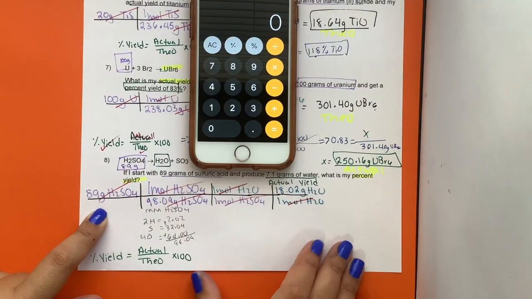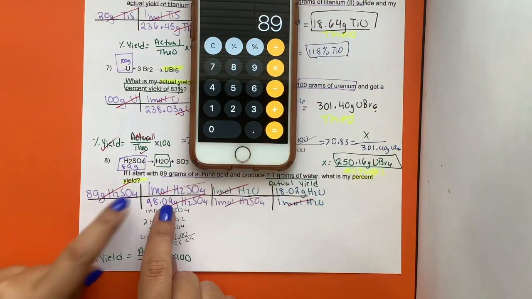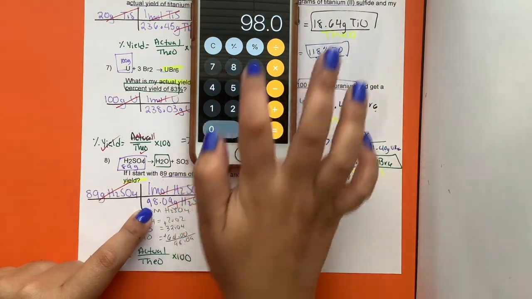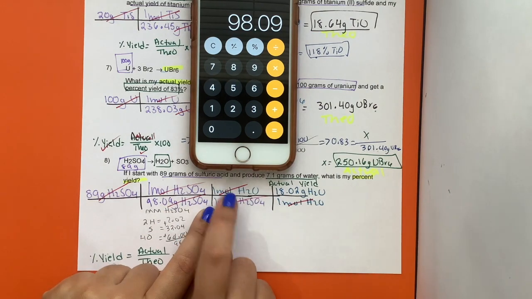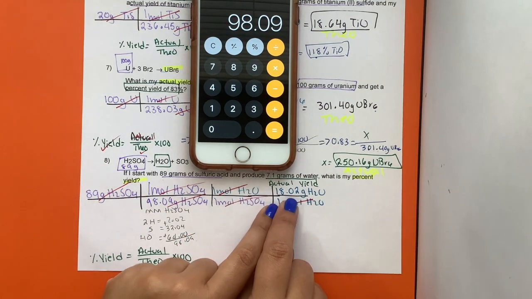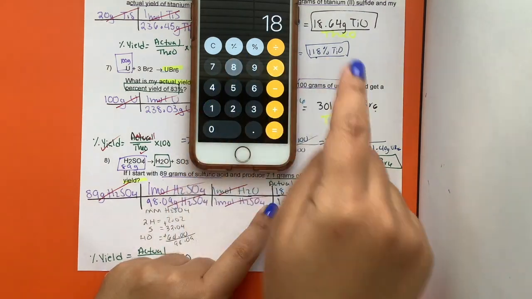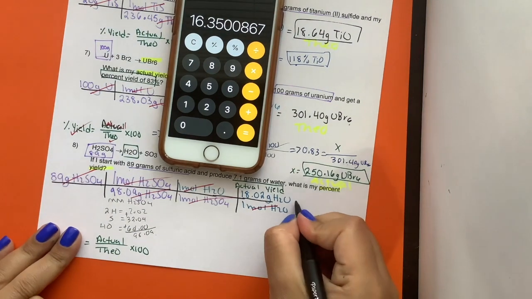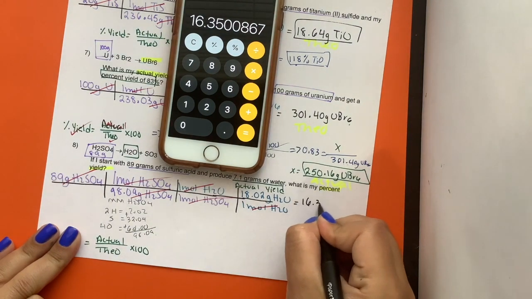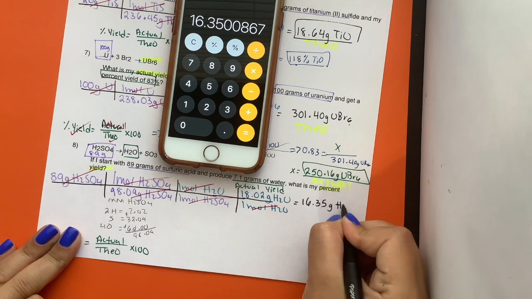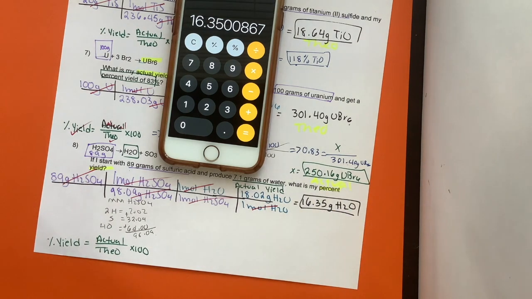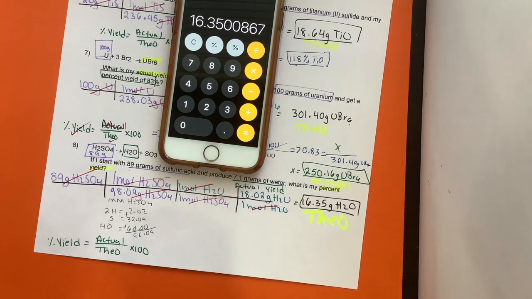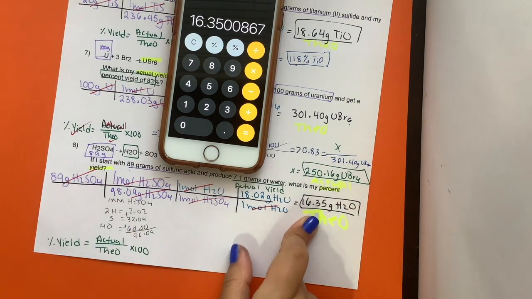Starting with 89, my next step, I have a number at the bottom, so divide by 98.09. My next step, I have 1 over 1, so I don't have to do anything. And then times 18.02. And that tells me that my theoretical yield is 16.35 grams of water. And that is my theoretical. Remember, I get it by doing stoichiometry.